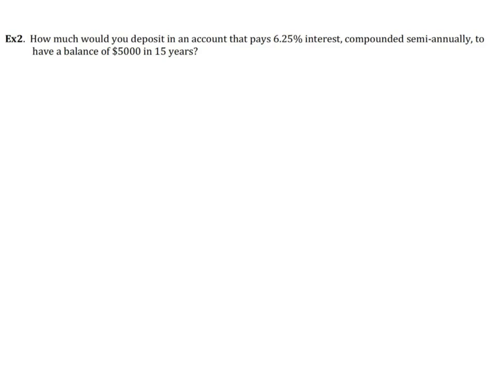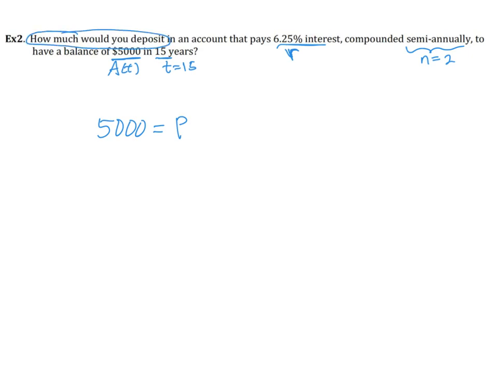So it says, how much would you deposit in an account that pays 6.25%, compounded semi-annually, so that's twice per year, so my N is 2, sorry, that's an R, to have a balance of $5,000 in 15 years. So we can see that 6.25% is our interest rate. Semi-annually is the number of times you're going to compound it per year. The balance is what you want to end up with, so that's our final amount. So we want to end up with 5,000. We don't know what our initial amount, that's what it asks for. How much would you initially put in there? How much would you deposit?